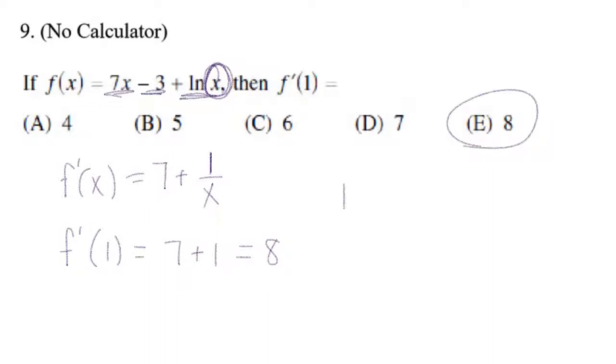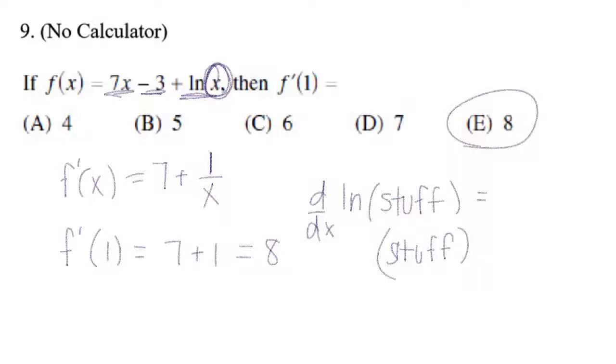Now remember, if we want the derivative of the natural log of stuff, and we always called it stuff, you can insert whatever S word you want. The derivative of that is stuff prime over stuff. The derivative of stuff over stuff, every time.